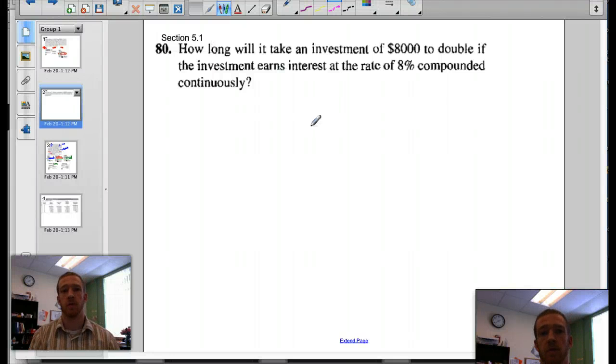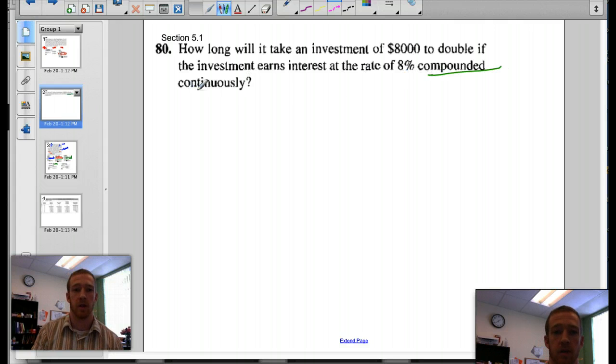Alright, so here's one of the problems involving logarithms. How long will it take an investment to double if an investment earns interest at 8% and compounded continuously? So as you see that compounded continuously, that means we're using this formula.